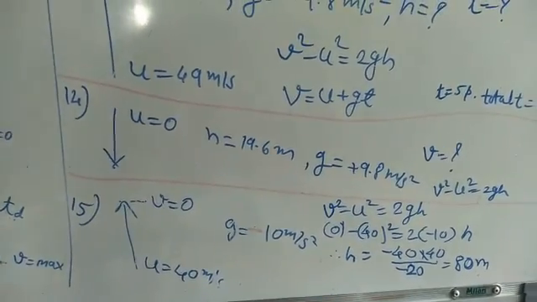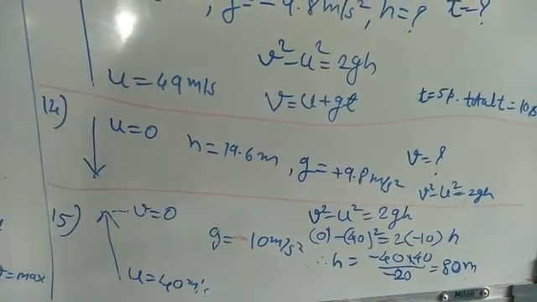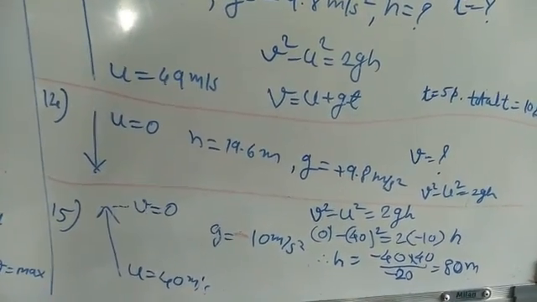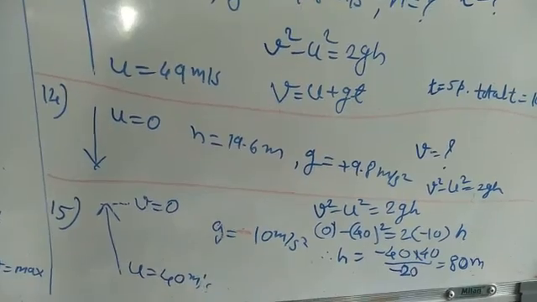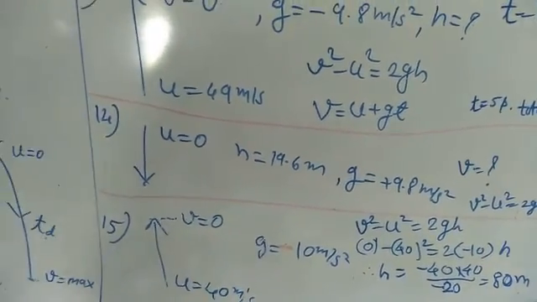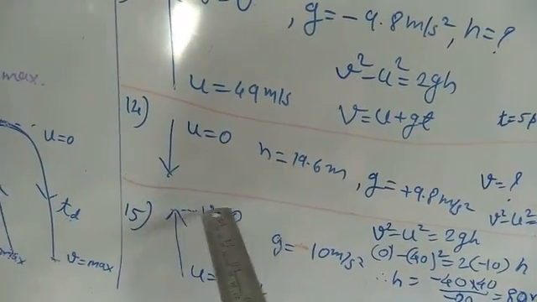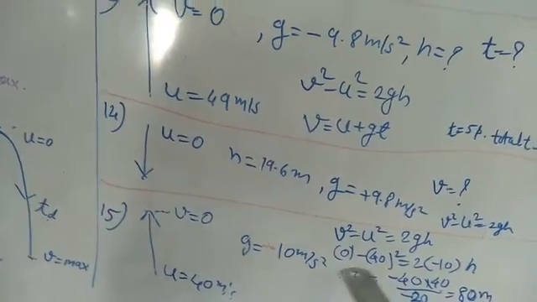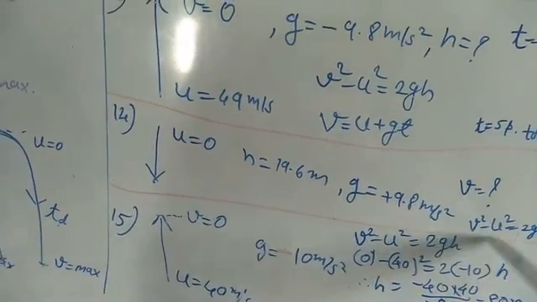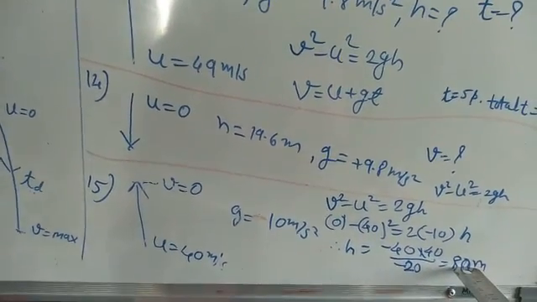Now in question number 15, a stone is thrown vertically upward with the initial velocity 40 meter per second. So u is given. Find the maximum height reached by the stone. What is the net displacement? Maximum height it will reach when the velocity v is equal to 0. So we have to find out h, first you can use this relation to find h. You will get 80 meter.